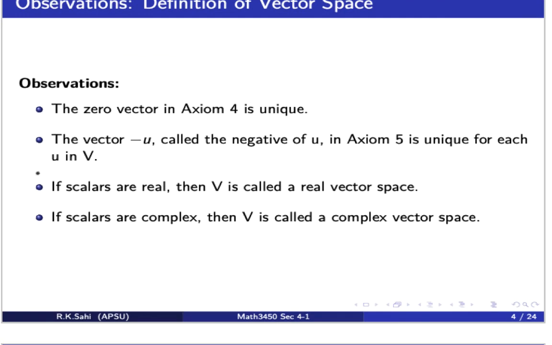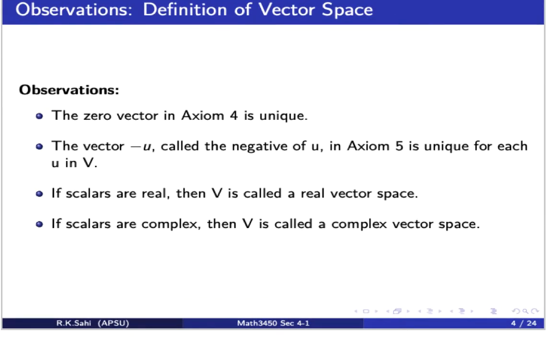Then if the scalars we are taking in this non-empty set are real, capital V is called a real vector space. And if the scalars are complex, then V is called a complex vector space. Now we are going to look at some very specific examples of vector spaces, and I'll be using them again and again, so I would like you to be very familiar with these specific vector spaces.